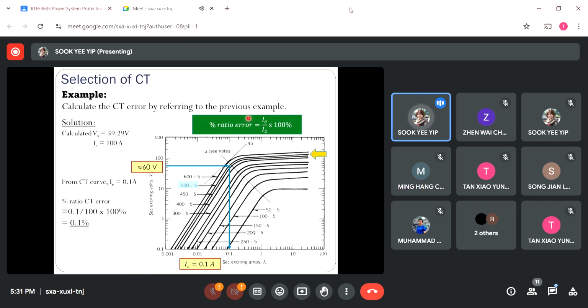Just substitute into this equation here, and you can find the percentage ratio error for this current transformer. It will be 0.1%, right? So it's very easy, just memorize this formula. You can try out the questions we have in the tutorial. So that is based on the accuracy level.